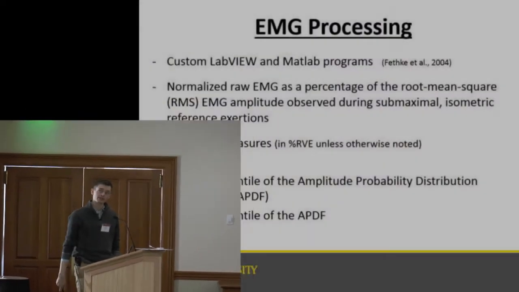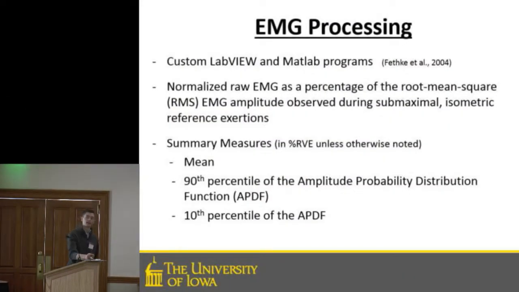Summary measures that we used to summarize this data included the mean, the 90th percentile of the amplitude probability distribution function, which is an estimate of peak muscular activity, and then the 10th percentile of the amplitude probability distribution function, which is an estimate of the static level of muscle activity. And these were all represented as a percentage of the reference voluntary exertion.